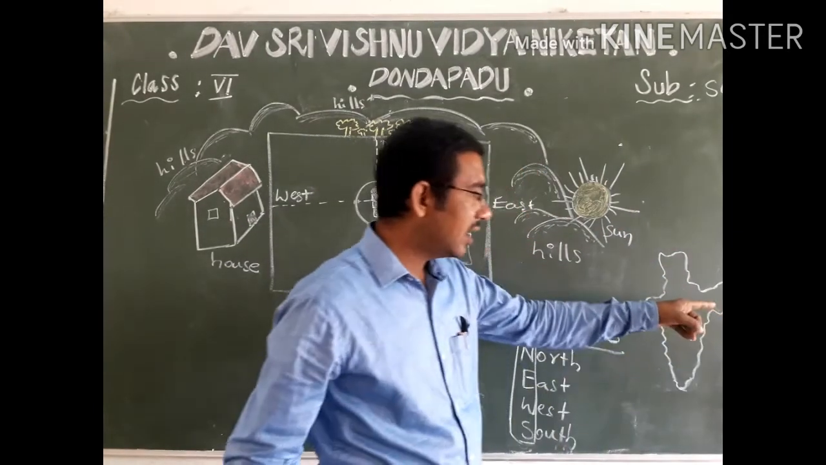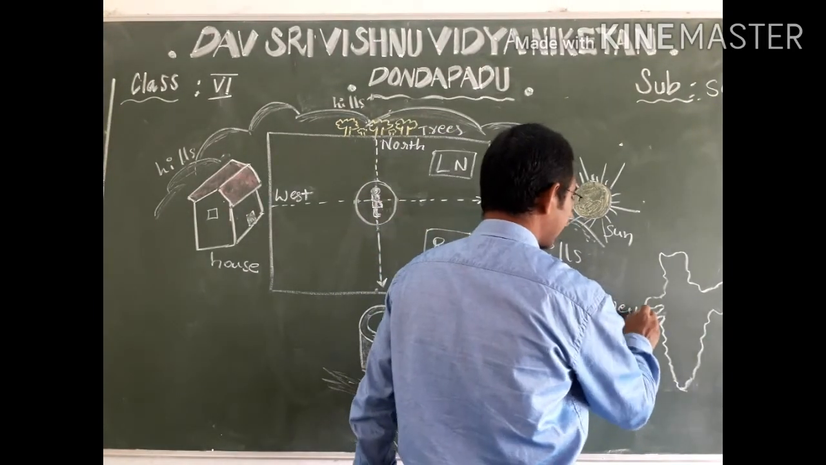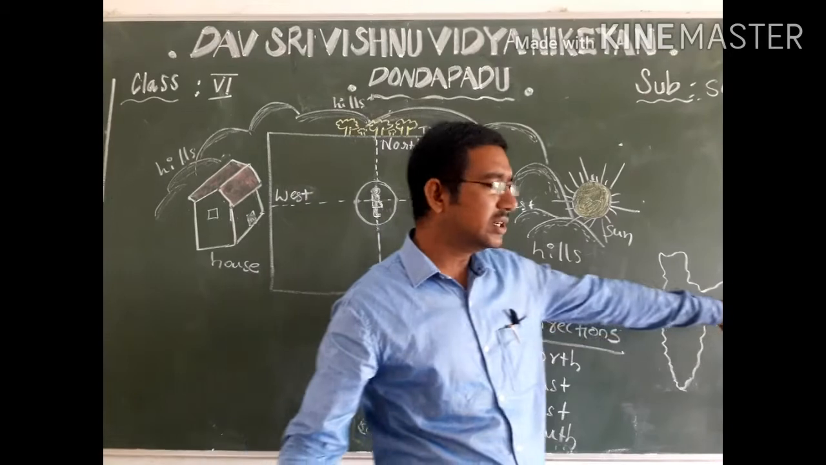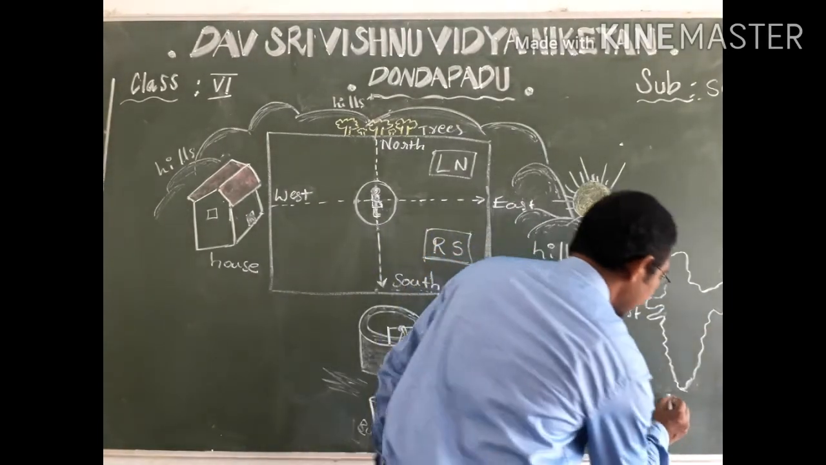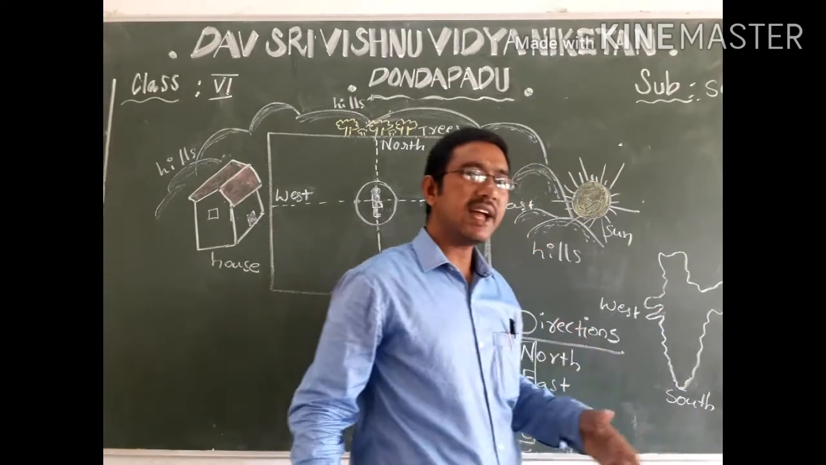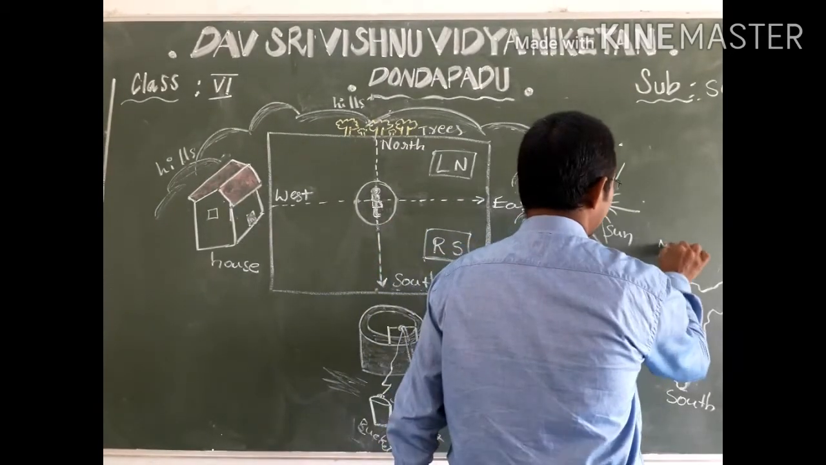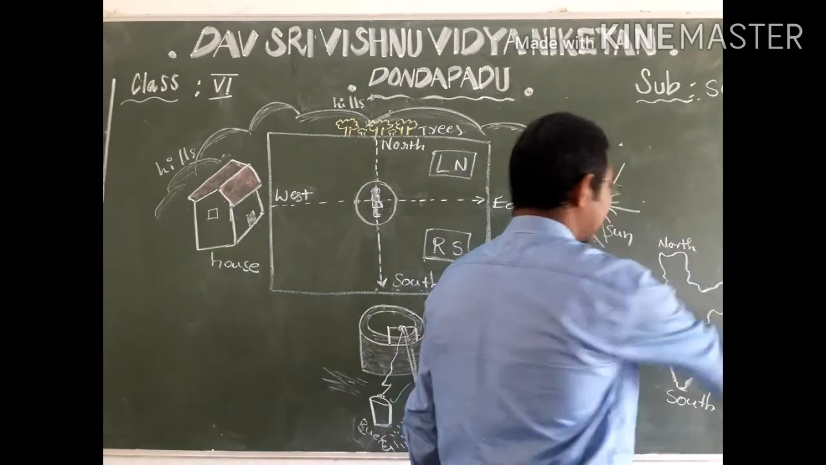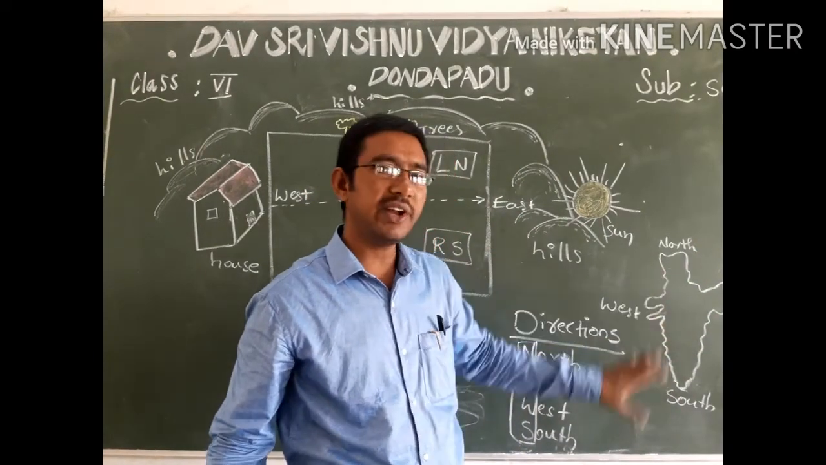Let us say the opposite of the east is the west. When we stand towards the east, our right is south. This is the south. When we stand towards the east, our left is north. This one is the north. In this way, we have learned the directions of India also.